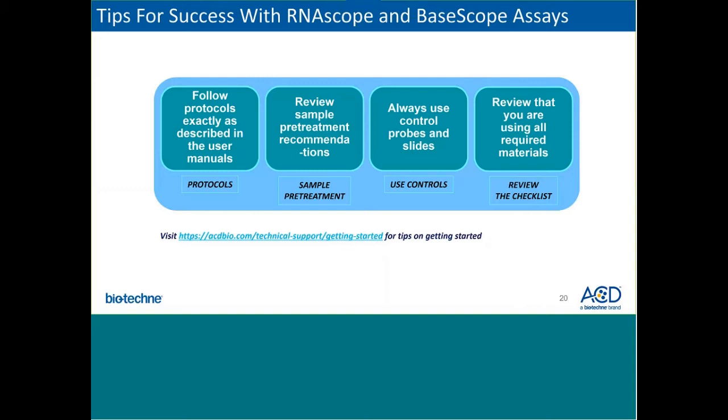Some general tips to ensure success with the RNAscope and BaseScope assays is to first follow the protocols. We do have many different protocols which are complete with many details to help address the best way to run the assay successfully. Next, the sample treatment is very important to ensure you get the most optimal RNAscope signal. The pretreatment conditions will differ from sample type to sample type and may require some optimization. Using controls is also highly recommended, especially when you are troubleshooting the assay. And we also note that you can review the checklist to make sure you have all of the required materials, which I'll go over on the next slide.